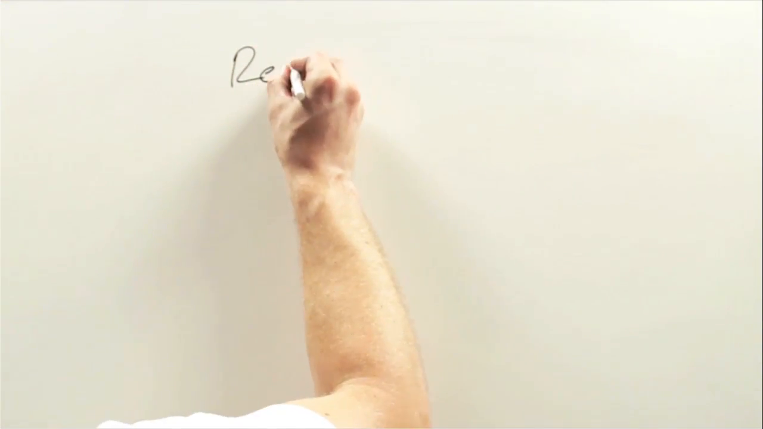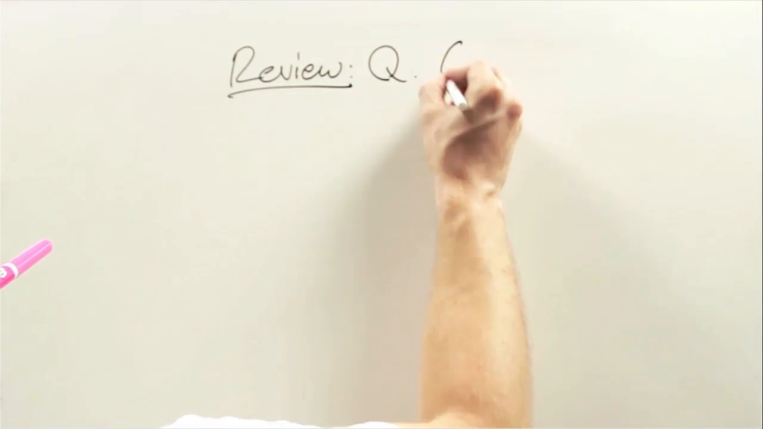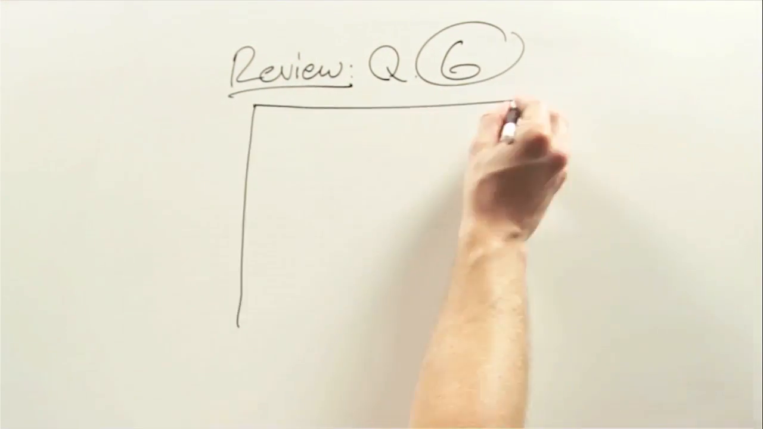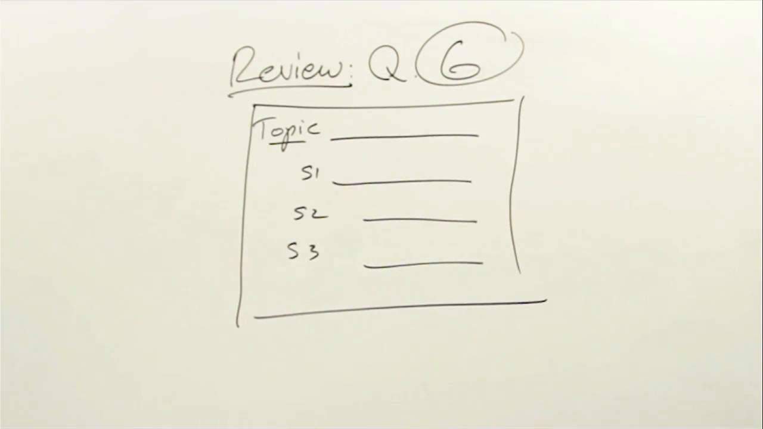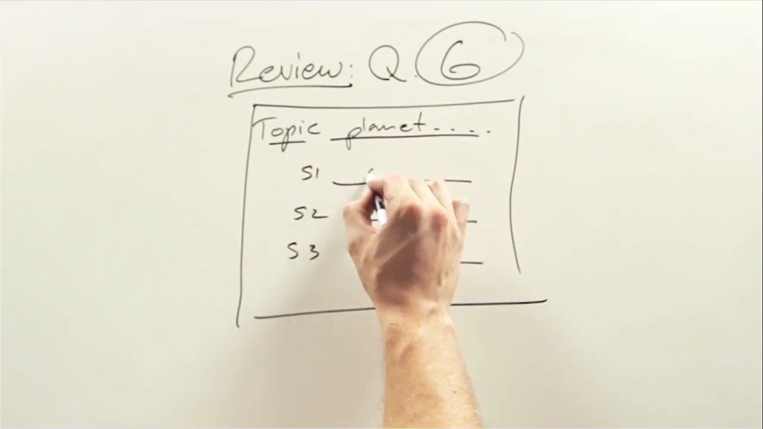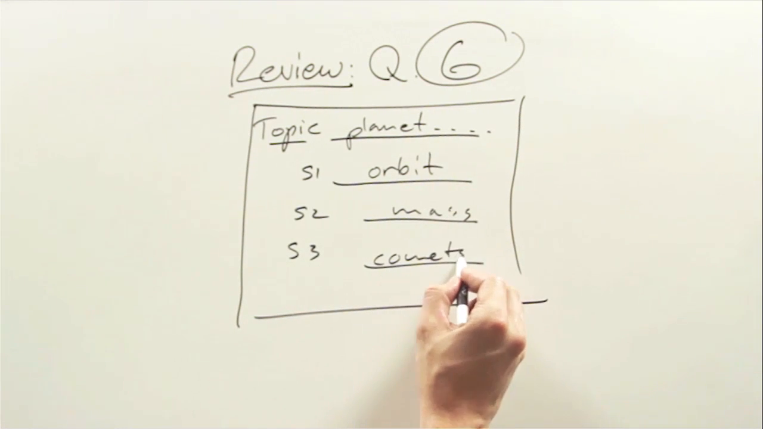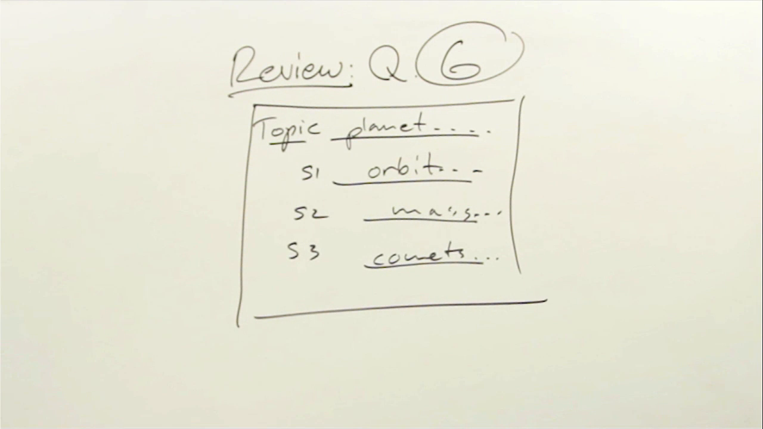So, to review, question 6 will have a topic, supporting examples for that topic, and that's it. You simply start at the top and read down your outline. The key is to look at it like it's an essay outline in reverse. You listen to the lecture and fill out the essay as the information is given to you.